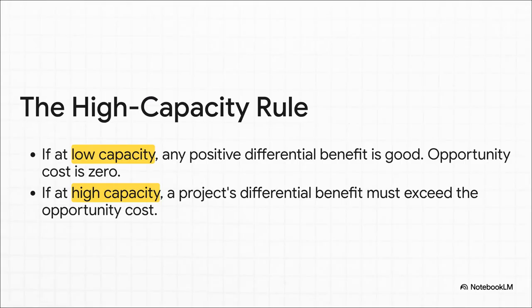So, here's the rule you need to remember. When you're at low capacity, your opportunity cost is 0. Go for any deal that shows a positive gain. But when you're at high capacity, the whole game changes. That new project's differential benefit has to be bigger than the benefit of what you're giving up. It has to be the absolute best possible use of your limited time and resources.